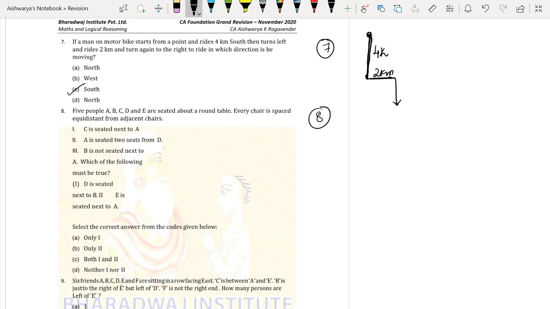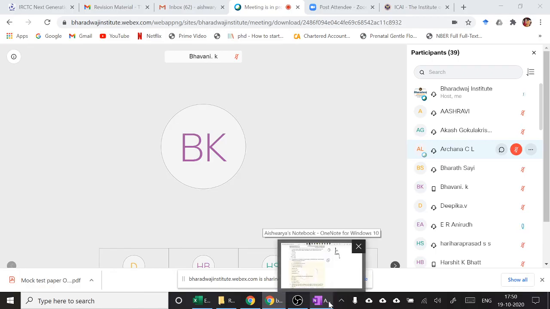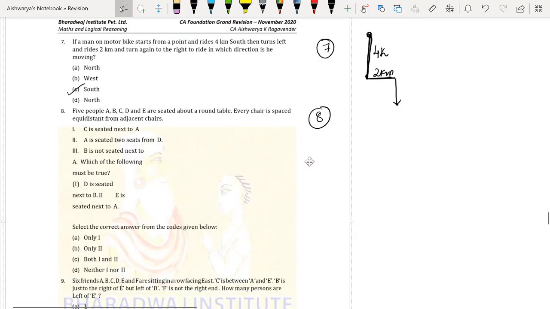So let's go to question number 8. Who wants to read this? Somebody please volunteer, then you will be able to concentrate more. Anirudh. Yes, ma'am. Question 8, right? Correct. So 5 people A, B, C, D, E are seated about a round table. Every chair is spaced equidistant from the adjacent chairs. C is seated next to A. A is seated 2 seats from D. B is not seated next to A. Which of the following is true?